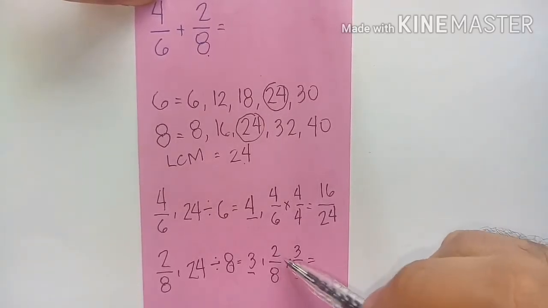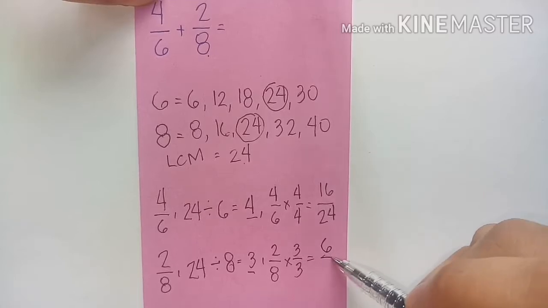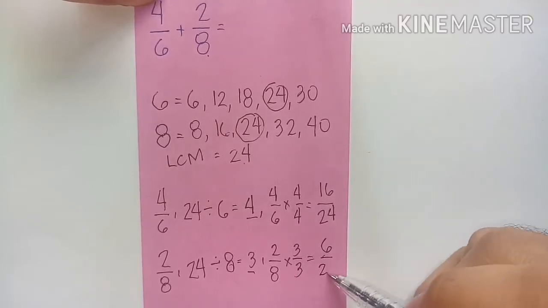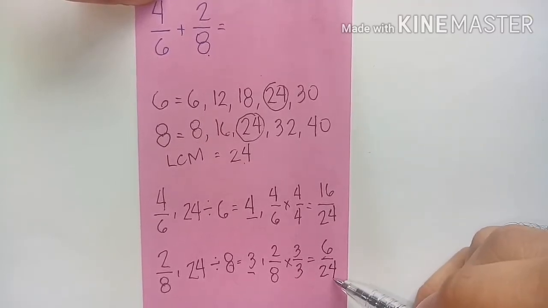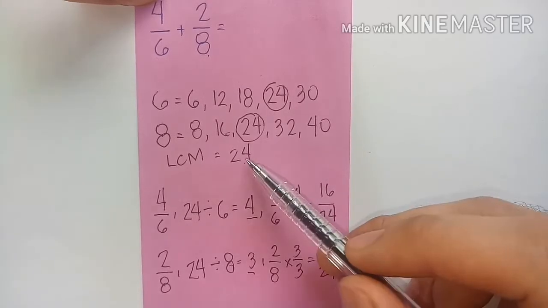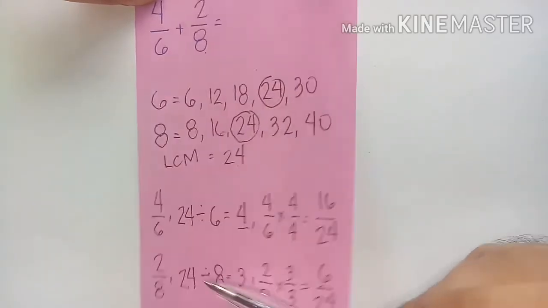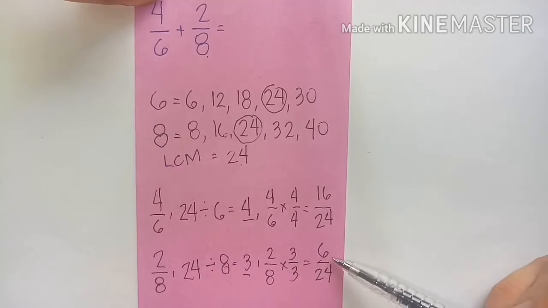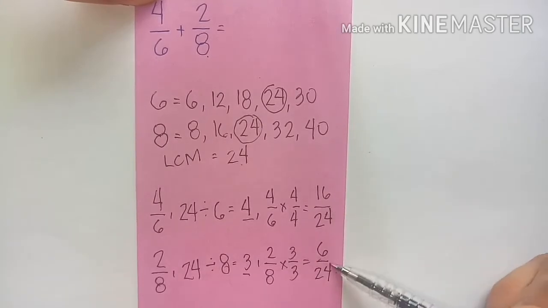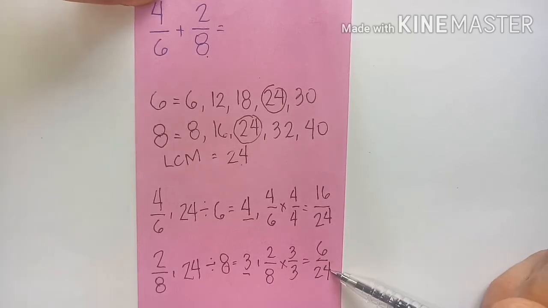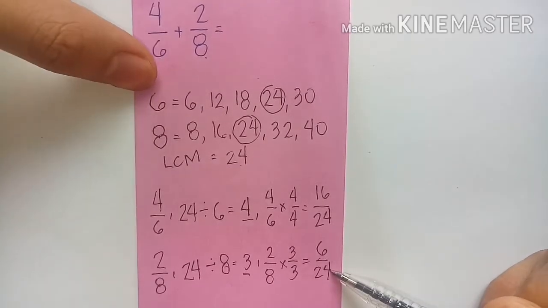Tapos, sagutan natin yan. 2 times 3 is 6. And 8 times 3 is 24. So, tama na yung denominator ay yung LCM or yung LCD. So, si 2 over 8, siya na ngayon ay si 6 over 24. Kung mapapansin ninyo, parehas na sila ng denominator. They are now similar fractions.